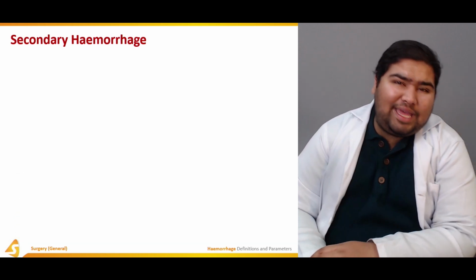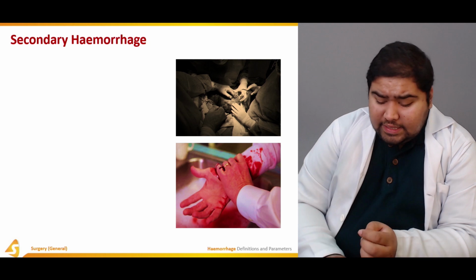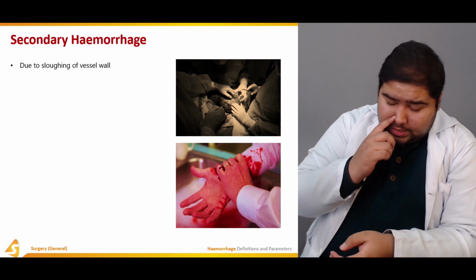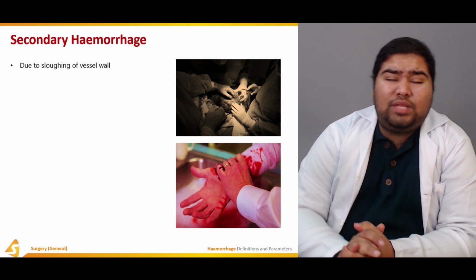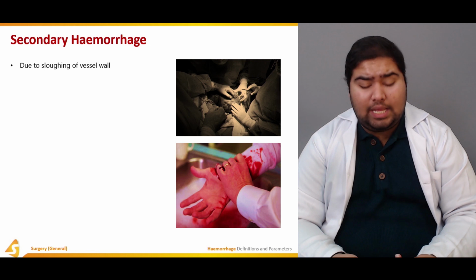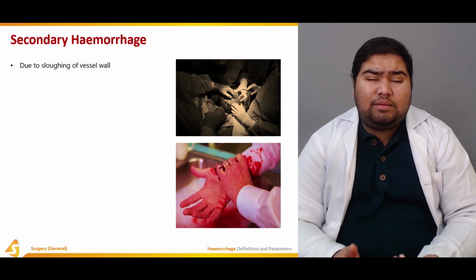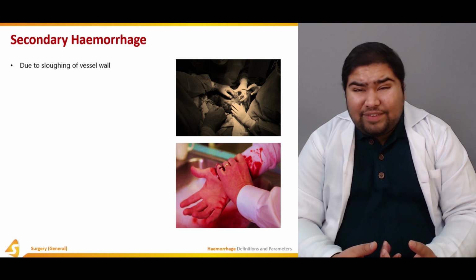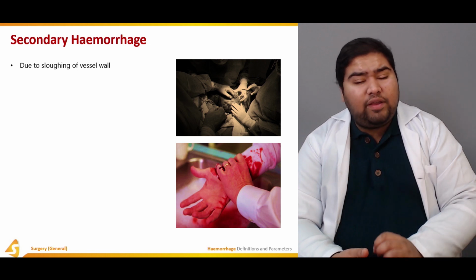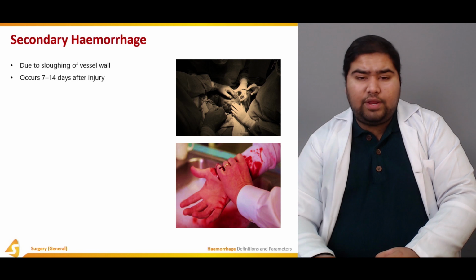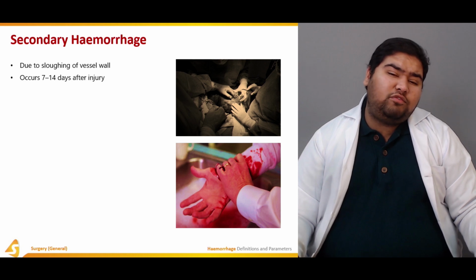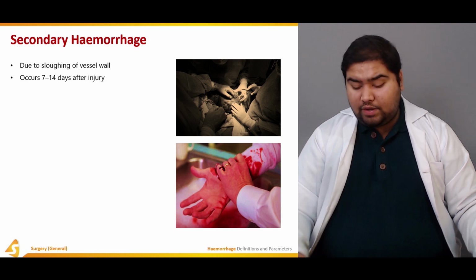So moving on to secondary hemorrhage. So what is secondary hemorrhage? It is due to the sloughing of the vessel wall. So what happens is there's damage to the vessel endothelium. As a result of damage to the vessel endothelium, it becomes very weak. Once this weak endothelium is further prodded, this leads to sloughing of the blood vessel and can lead to secondary hemorrhage. The time frame for the secondary hemorrhage is that it occurs within 7 to 14 days after an injury. So the time frame is important.